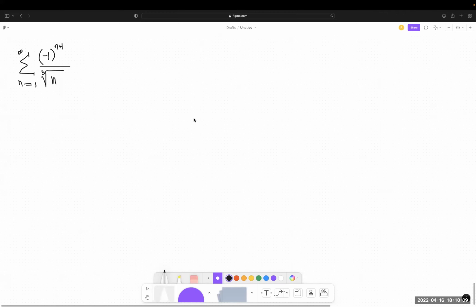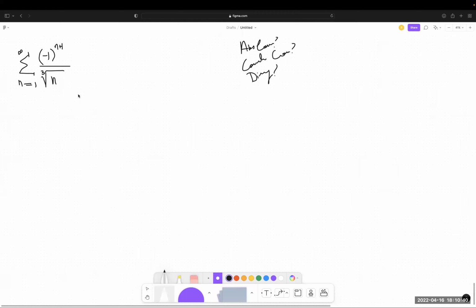So let's look at this series, and instead of just asking if it converges or diverges, we're going to change up our question here. We're going to say, is this absolutely convergent? Is it conditionally convergent? Or is it divergent? These are your three options. So first, let's just test the normal series and see if it's convergent. If it's divergent, then we don't even have to see if it's conditionally or absolutely convergent.